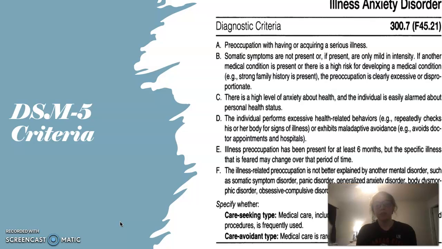6 months. And then criterion F is the illness-related preoccupation is not better explained by another mental disorder, such as somatic symptom disorder, which we'll talk about later, panic disorder, generalized anxiety disorder, body dysmorphic disorder, OCD or delusional disorder, somatic type. And this diagnosis does have specifiers, which we can talk about more in specifics on the next slide.